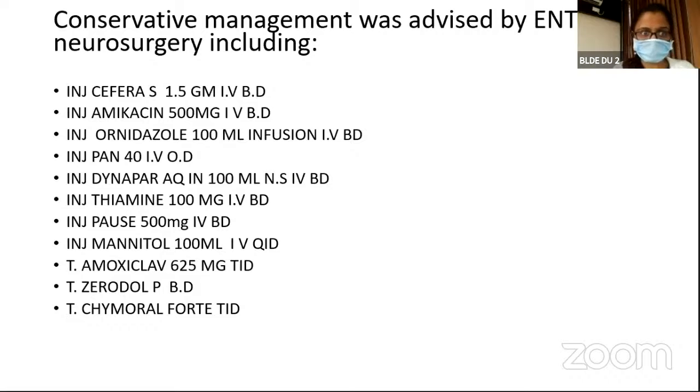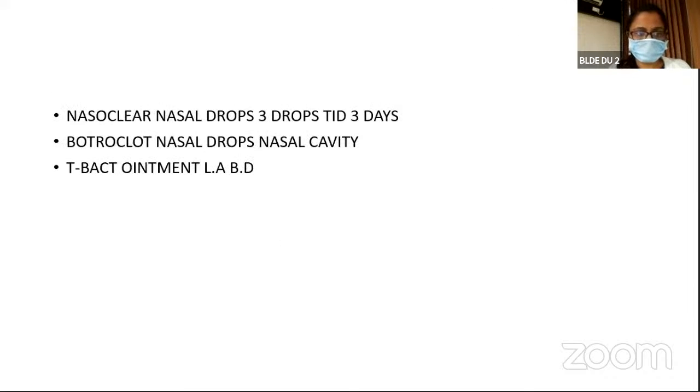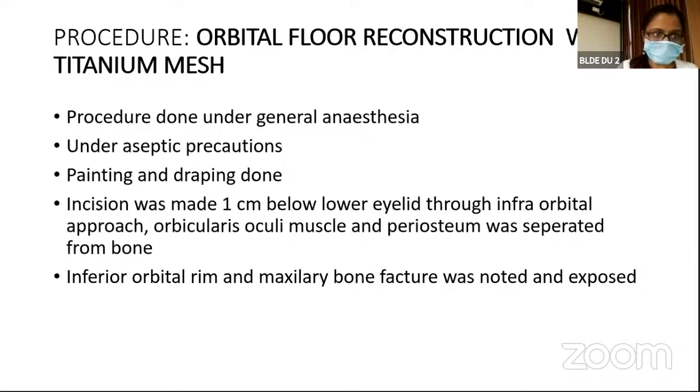Conservative management was advised by ENT and neurosurgery, including injection Cefera, injection amikacin, injection ornidazole, injection pan, injection dinapar, injection thiamine, injection pause, injection mannitol, tablet amoxiclav, zerodol, and tablet chymoral forte. ENT gave nasoclear nasal drops, Betadine nasal drops, and T-bact ointment local application. The following procedure was done for orbital floor reconstruction with titanium mesh.